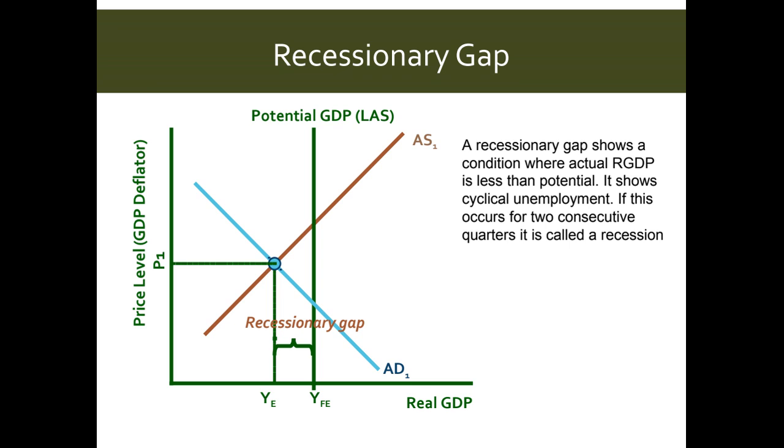If this occurs for 2 consecutive quarters, it is called a recession. So basically, if you have this cyclical unemployment for first quarter only, we don't call it recession. But if you have this unemployment consecutively for 2 quarters, then we say that the economy is in recession. And by recession, I mean basically unemployment, cyclical unemployment.